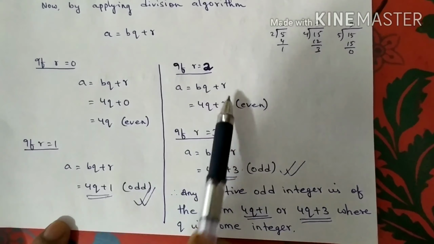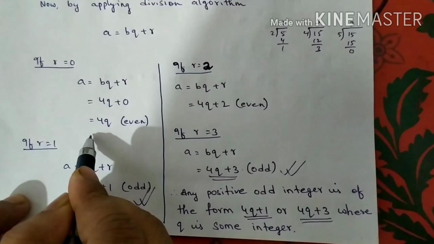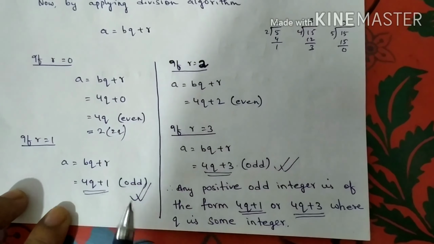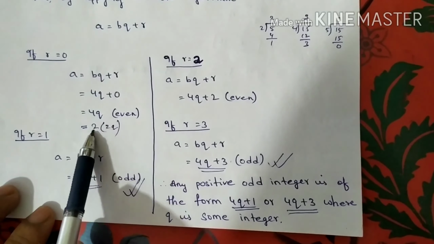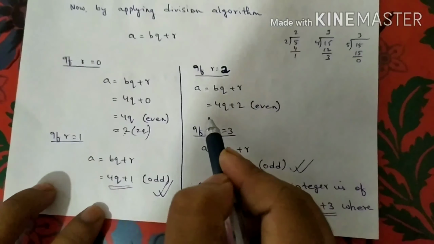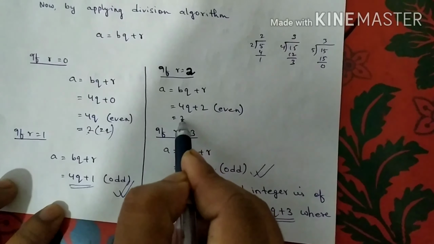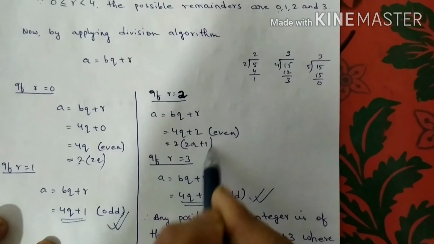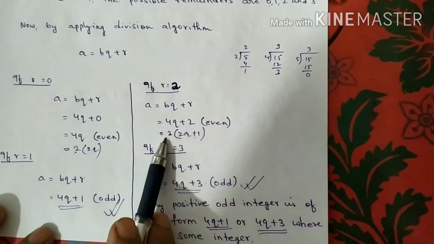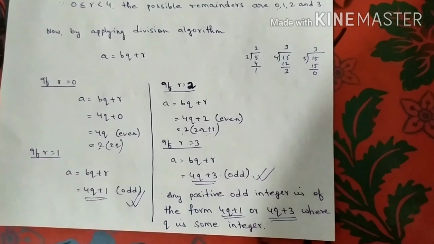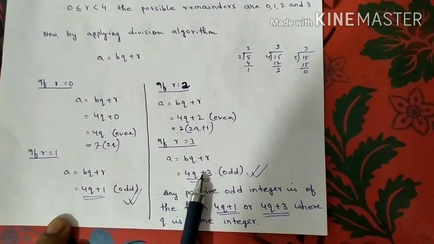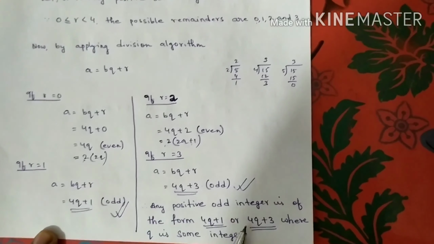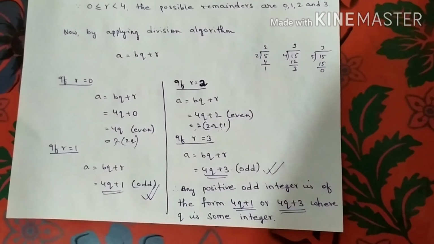These two are even, because see why this is even: 4q can be written as 2 into 2q. So a number multiplied by 2 is always even. Here also we can take 2 as common, and 2 2s are 4q plus 1. So any number that is multiplied with 2 is even. So hence you can conclude that this is odd and this is odd. So any positive odd integer is of the form 4q plus 1 or 4q plus 3.